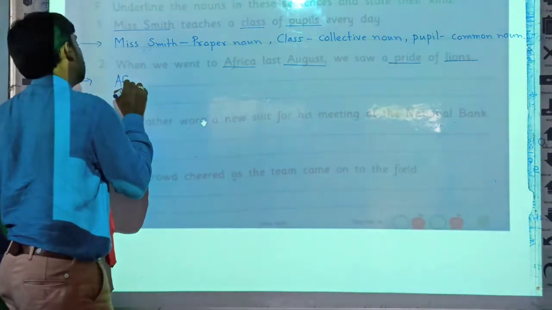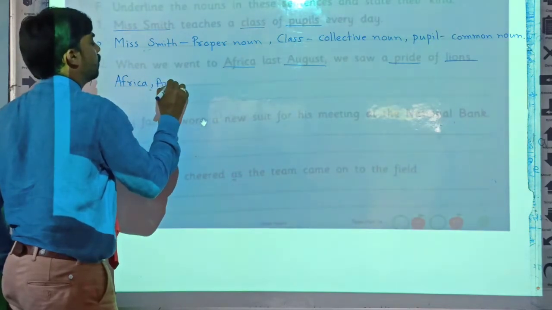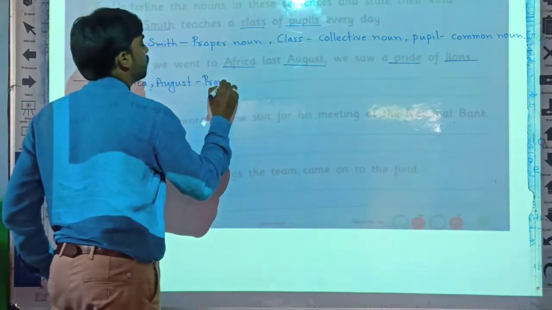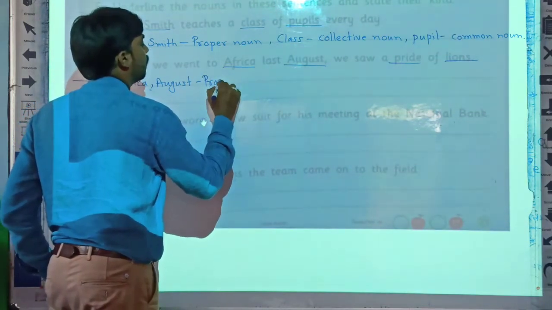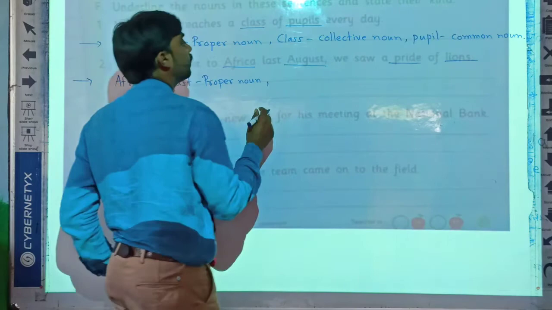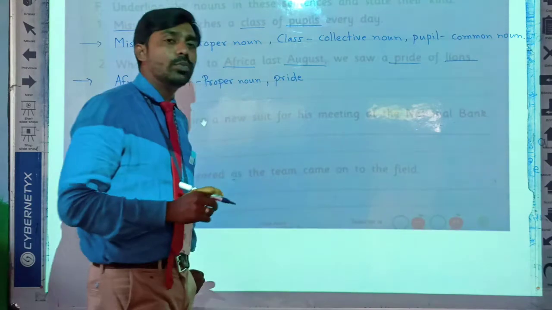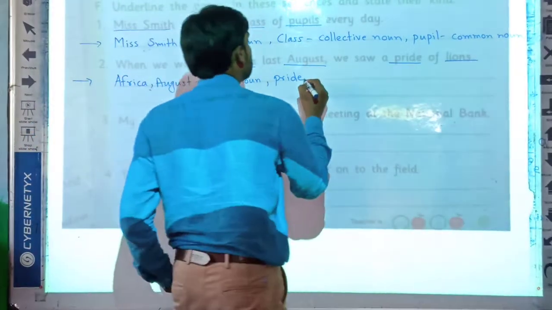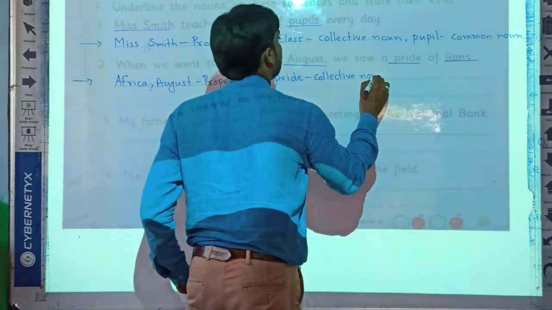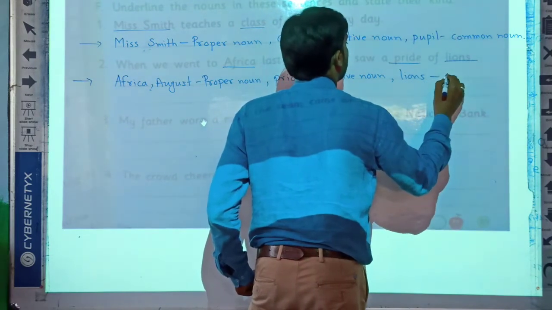Africa, comma, August. They are proper nouns. Then, pride. We call a group of lions a pride, so pride is a collective noun. Let's write collective noun. And lions, common noun.